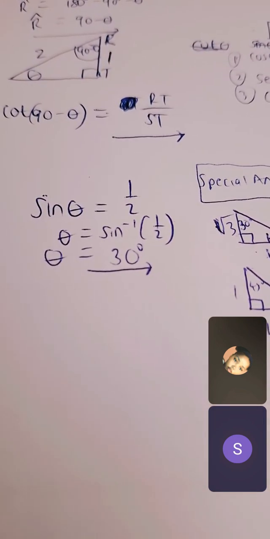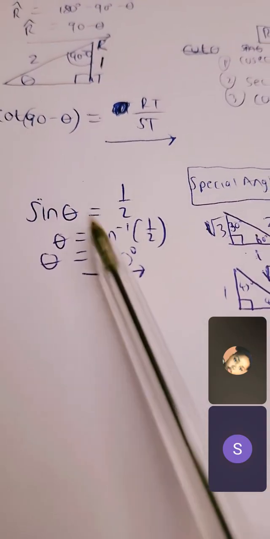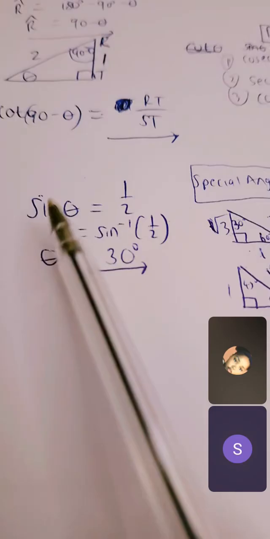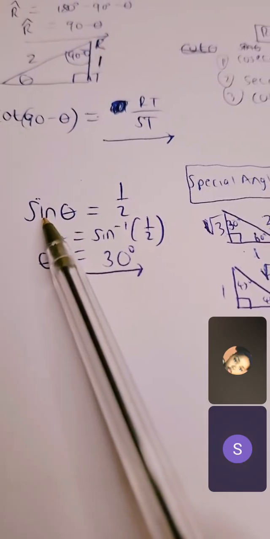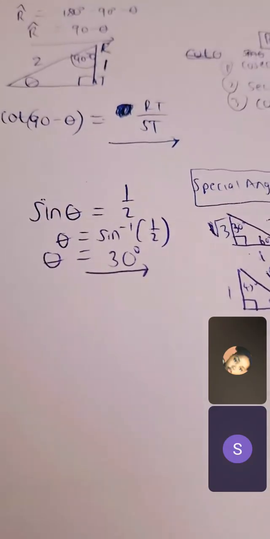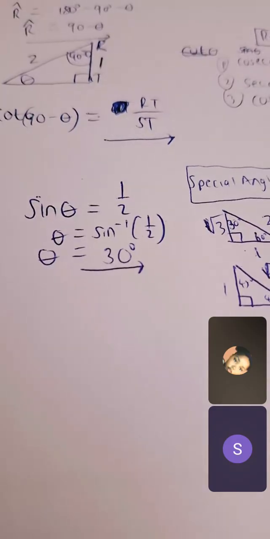Shift sign. Okay, I got it. So you can only do that when the trig ratio is isolated, right? And there's no coefficient of the actual trig ratio. Then you can take shift of whatever trig ratio you have on the left, on the other side. Yes, sir.